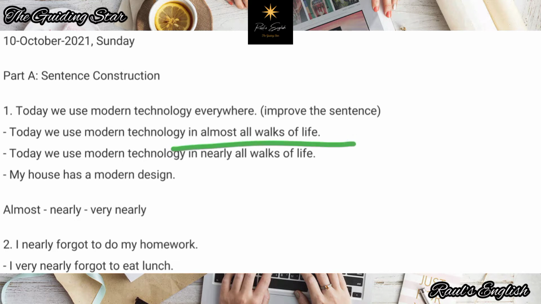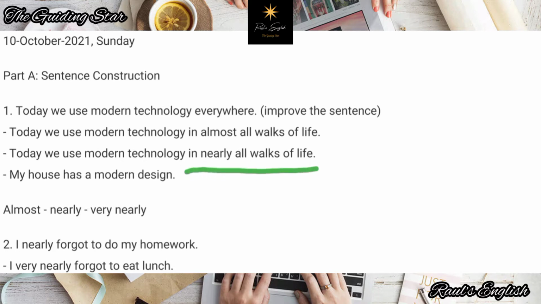Right, so everywhere. What is everywhere? Everywhere can mean everywhere. We don't use modern technology everywhere. In some places, in certain aspects, it's almost impossible to use any technology, let alone modern technology. So we use modern technology in almost all walks of life. So we use modern technology in nearly all walks of life.